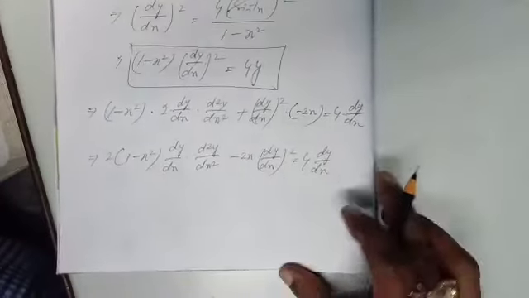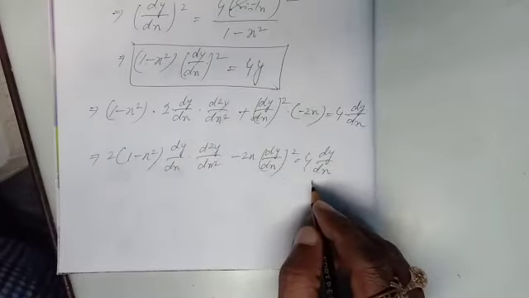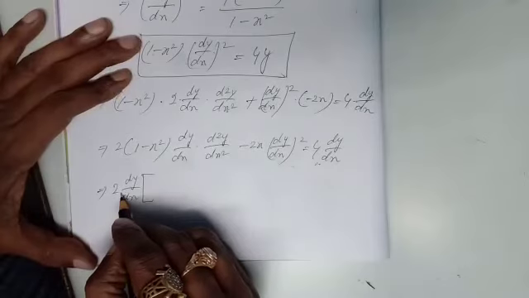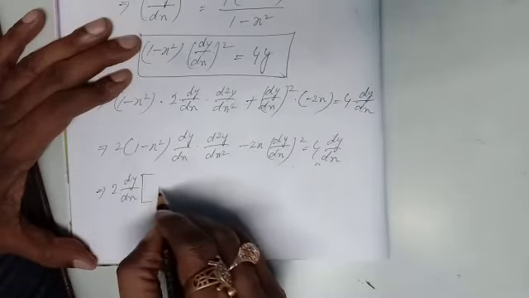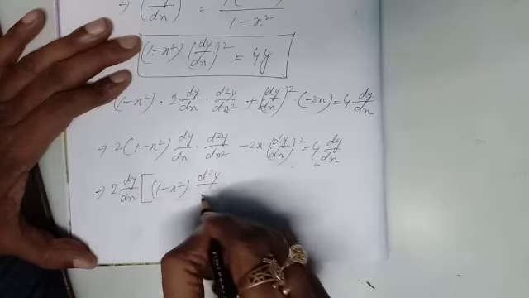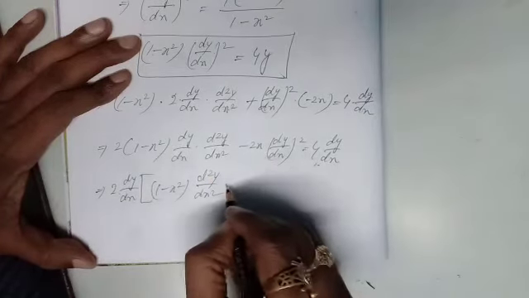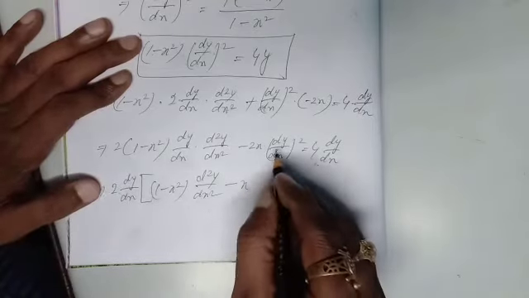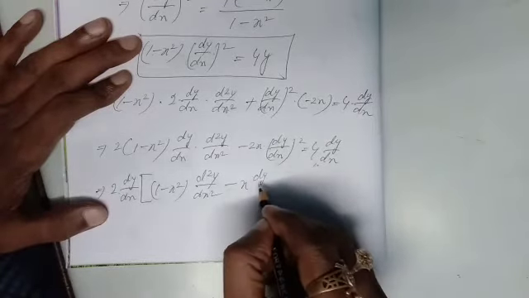Okay. Next to see, let me continue this, not finished. Taking common 2 and dy by dx, what is left here? 1 minus x square into d square y by dx square. Here minus x is left because I have taken 2 common, and dy by dx is also left here because it is given as dy by dx whole square.